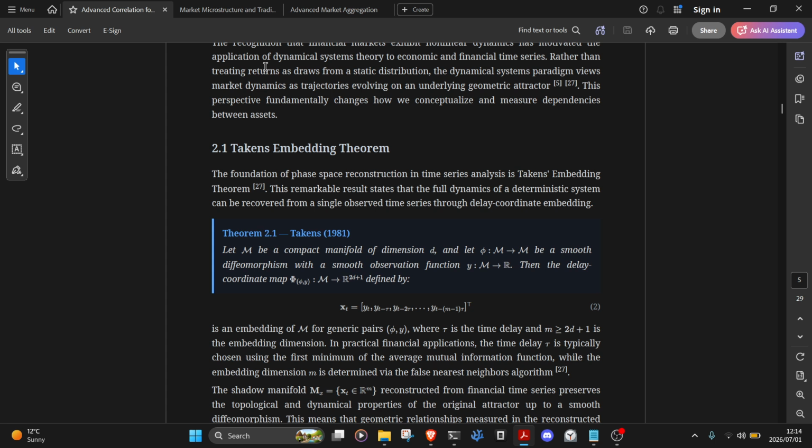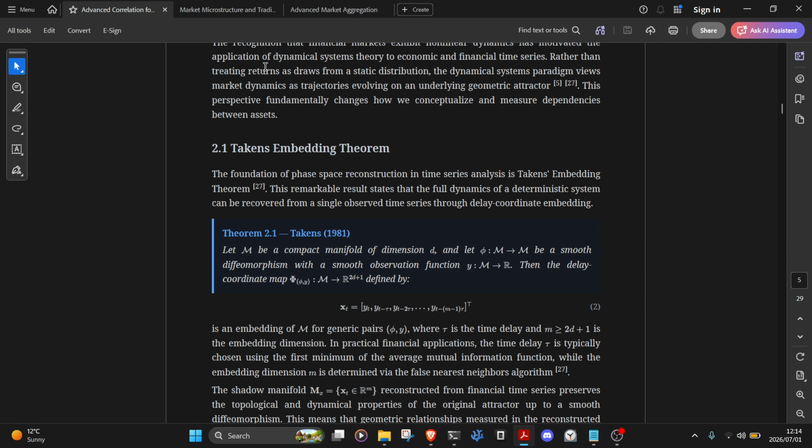2.1 Takens' embedding theorem. The foundation of phase-space reconstruction in time series analysis is Takens' embedding theorem. This remarkable result states that the full dynamics of a deterministic system can be recovered from a single observed time series through delay coordinate embedding.